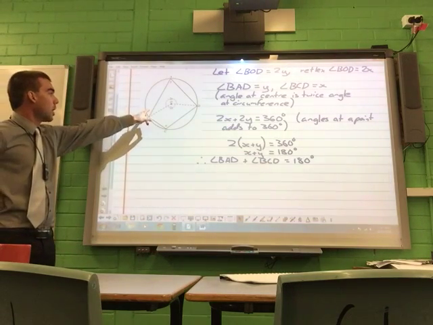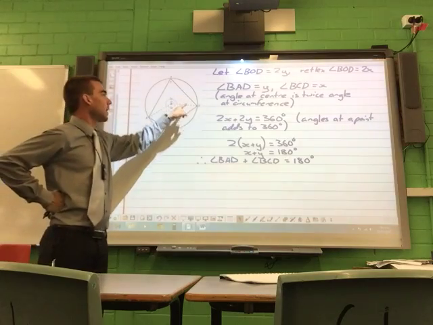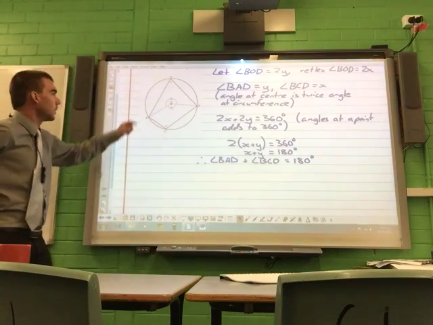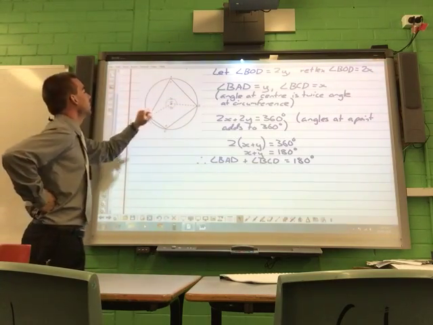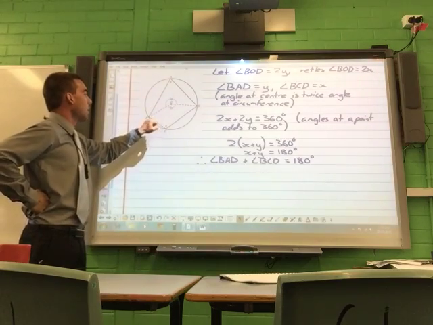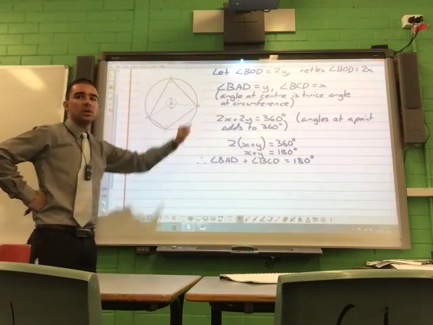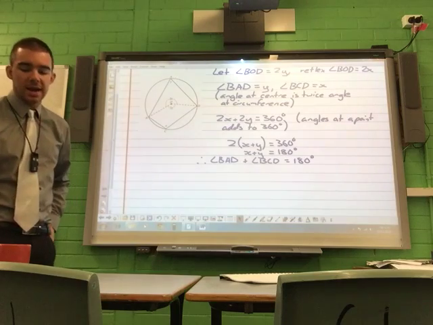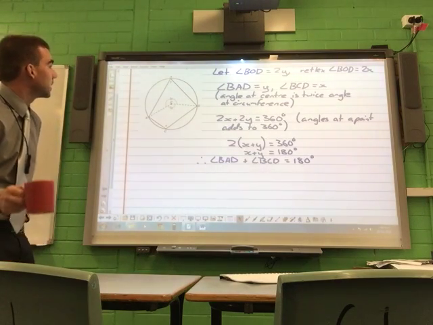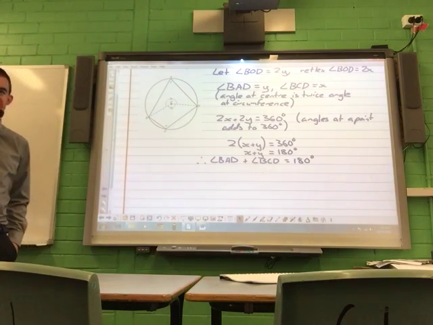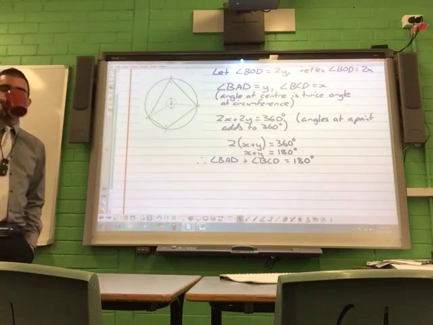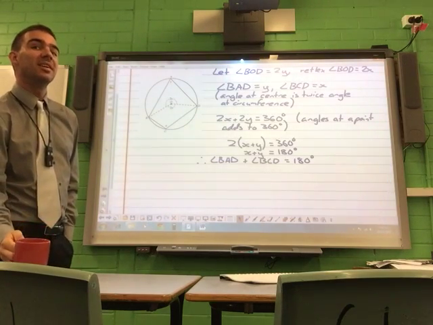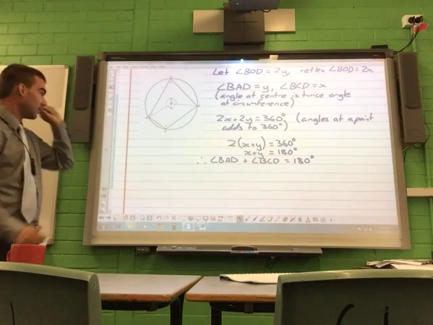I need to actually show that the angle here and the angle here, these two angles add to 180 degrees. I need to now show that these two angles here and here also add to 180 degrees. There's a couple of simple ways I can do it. How can I do it? Something involving the radius. Yeah.